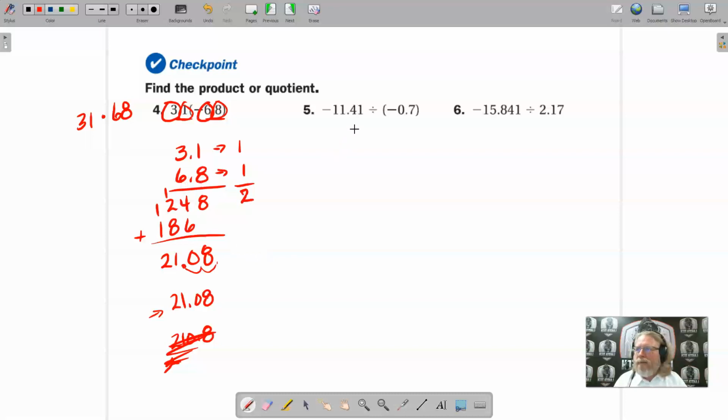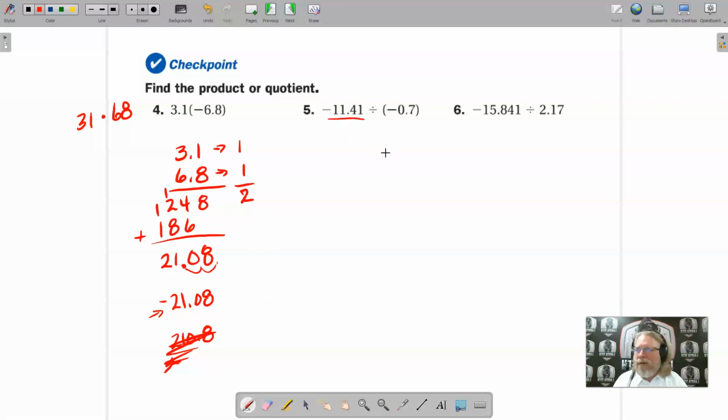But this is the process for determining where the decimal goes and how to multiply decimal numbers. Now, dividing decimals is a little bit different. Oh, and by the way, that was a positive times negative, right? Yep. So this is actually a negative 21.08.